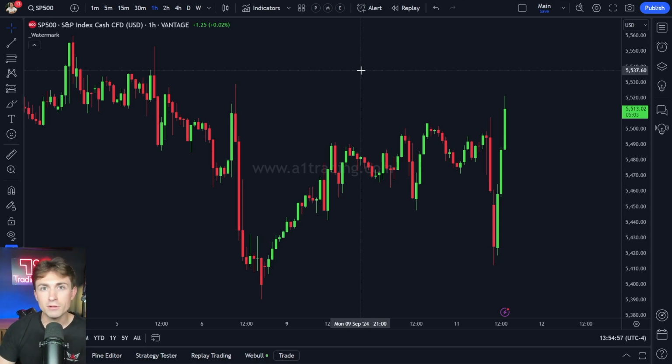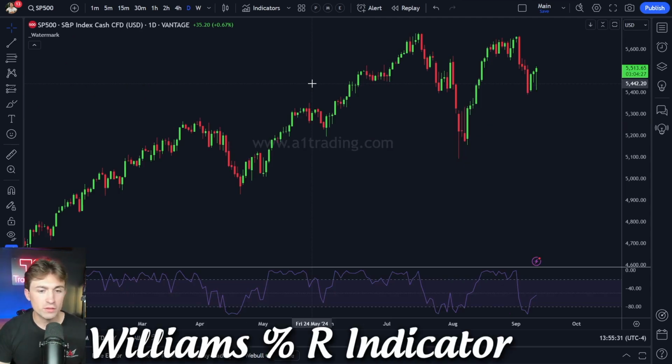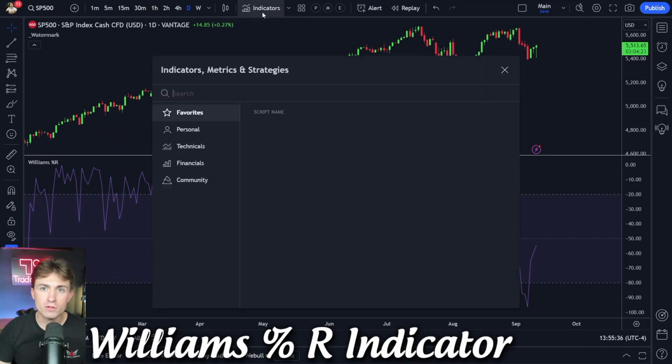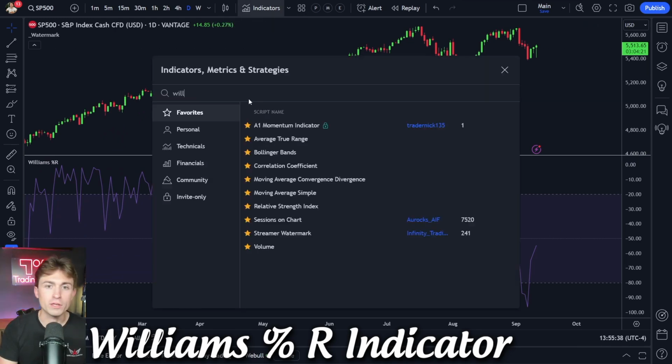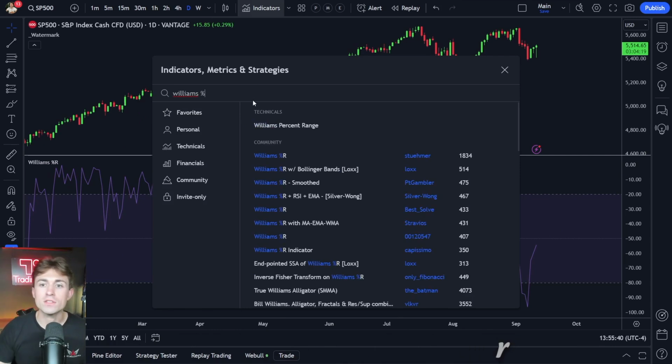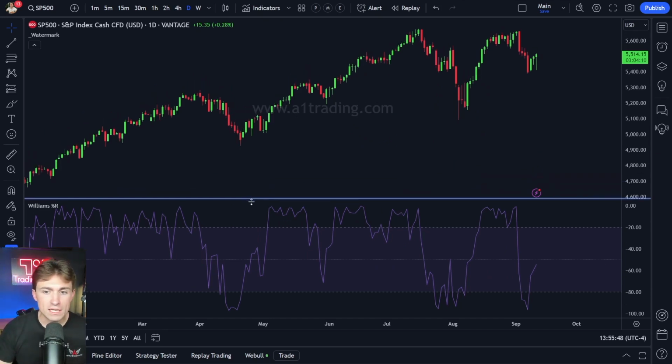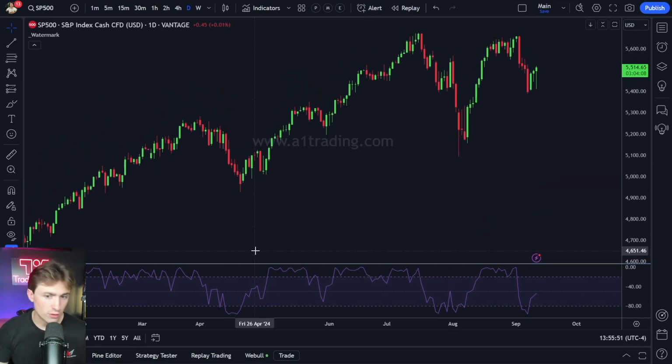in spotting opportunities. The first indicator we're going to play around with is the Williams %R indicator, and this can be found on TradingView. If you just go to indicators and search up Williams %, you'll see there is the percent range. So the Williams %R indicator is similar to the RSI, but basically what this thing is doing is trying to help traders spot potential points in the chart where things are becoming overbought or oversold.